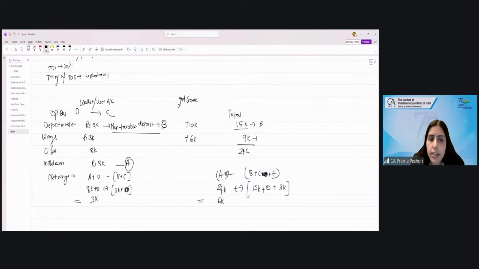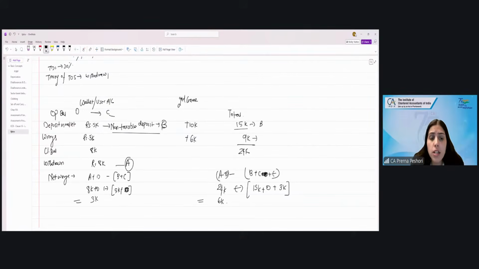So what is a non-taxable deposit? The amount deposited by the user in his account. What is the amount deposited in the user account which is not a taxable deposit? Which is like some amount that is given to them, some vouchers or something of that sort.